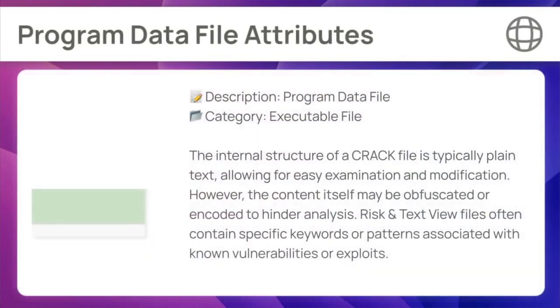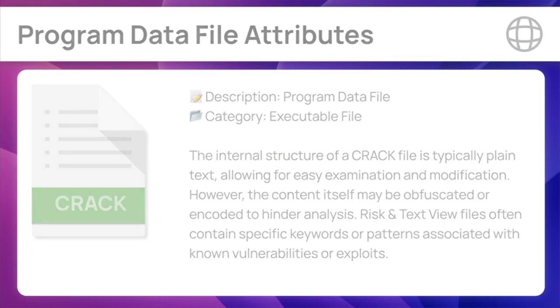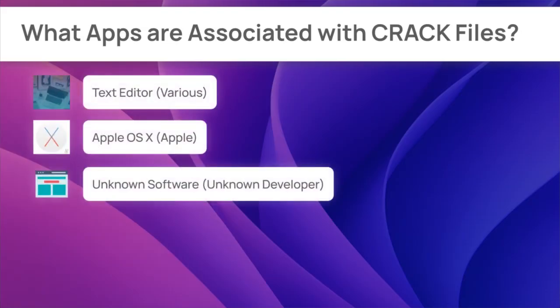The internal structure of a crack file is typically plain text, allowing for easy examination and modification. However, the content itself may be obfuscated or encoded to hinder analysis. Risk and text view files often contain specific keywords or patterns associated with known vulnerabilities or exploits. To open crack correctly, try Text Editor first.